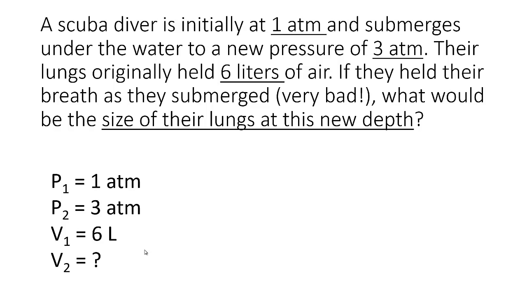So let's identify the variables, meaning we have one atmosphere. You have to decide, is that a pressure? Is that a volume? Is that a temperature? What is it? That's a pressure, and we know that because of its units being atmospheres. So this is your first pressure. 3 atmospheres is your second pressure. So I identify that as P1 and P2.